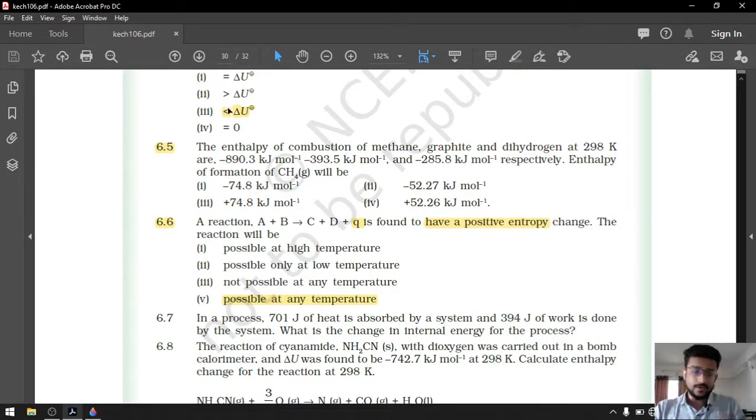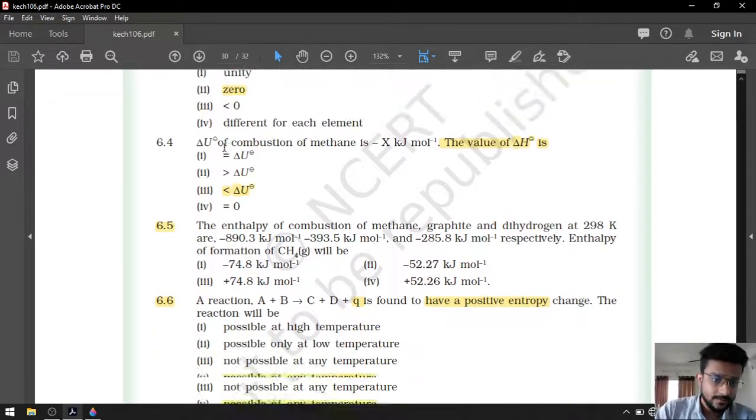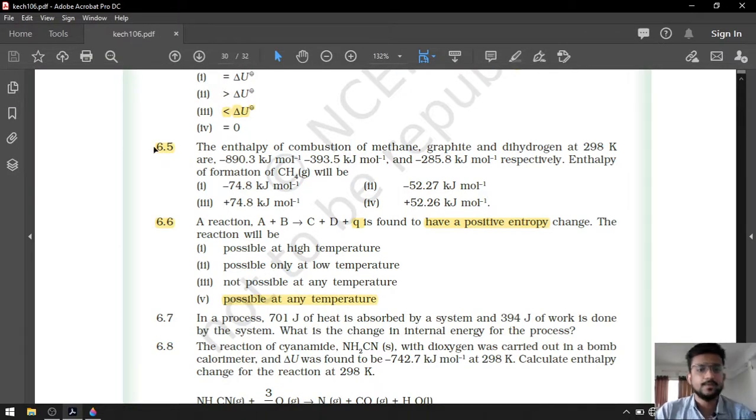Good morning, students. In the previous lecture of thermodynamics, we started our exercise and solved all the MCQs except 6.5. I told you that 6.5 is a lengthy MCQ, so we are going to solve it separately in this lecture. Okay, so let's start this.